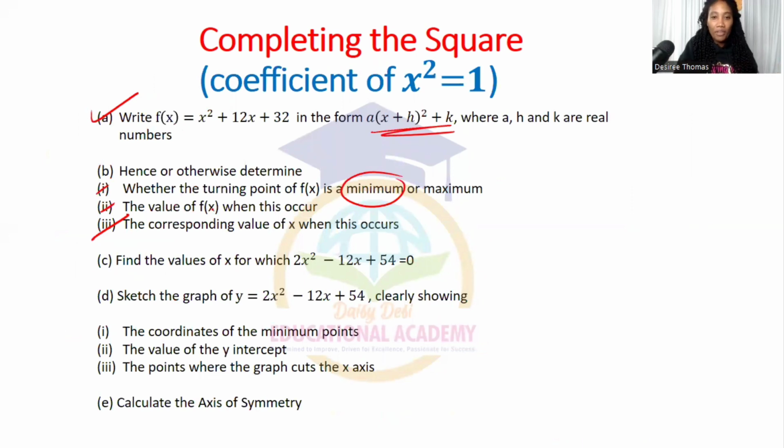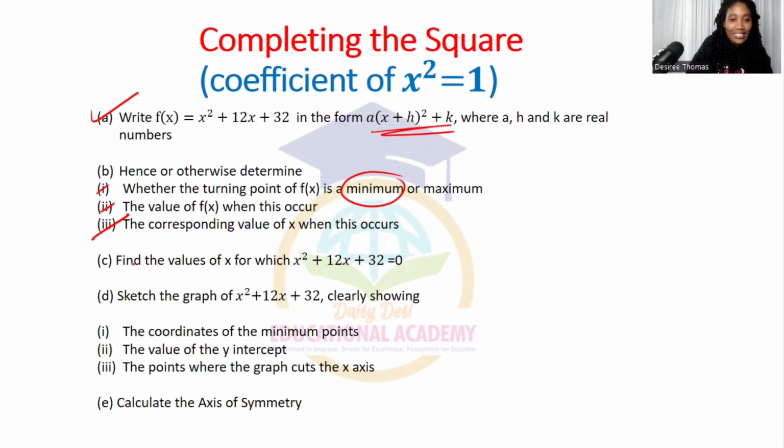Determine the value of f of x when this occurs. It basically means what is the y value at the minimum. And the corresponding x value basically means what is the x value at the minimum or the turning point, because every question is different. All right, so part C.